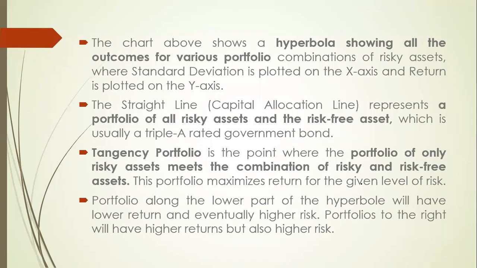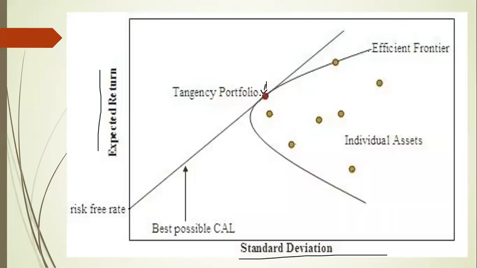First, the chart above shows a hyperbola showing all the outcomes for various portfolio combinations of risky assets, where standard deviation is plotted on the x-axis and return is plotted on the y-axis. In this, the CAL line, called the capital allocation line, represents a portfolio of all risky assets and the risk-free asset, which is usually a triple A rated government bond, because those are the only ones which are risk-free. The tangency portfolio is the point where the portfolio of only risky assets meets the combination of risky and risk-free assets. This is the point where risk-free plus risky assets are combined and invested.